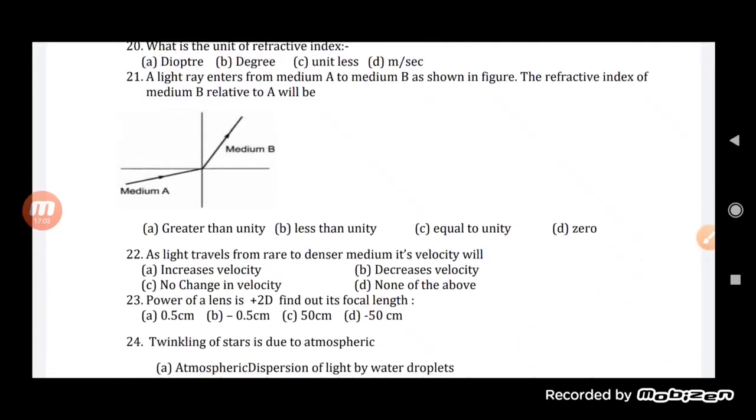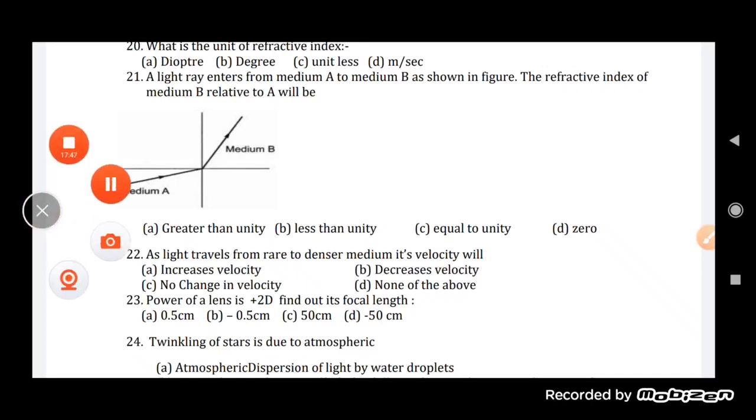Then the next one is, a light ray enters from medium A to medium B as shown in the figure. The refractive index of medium B relative to A will be. So a light ray entering from medium A is far away from the normal, so this is a lighter medium, and then it entered into the medium where it went towards the normal. So that medium is a denser medium. So the refractive index, okay, here the answer will be that the value comes out less than unity. So the answer will be less than unity here.